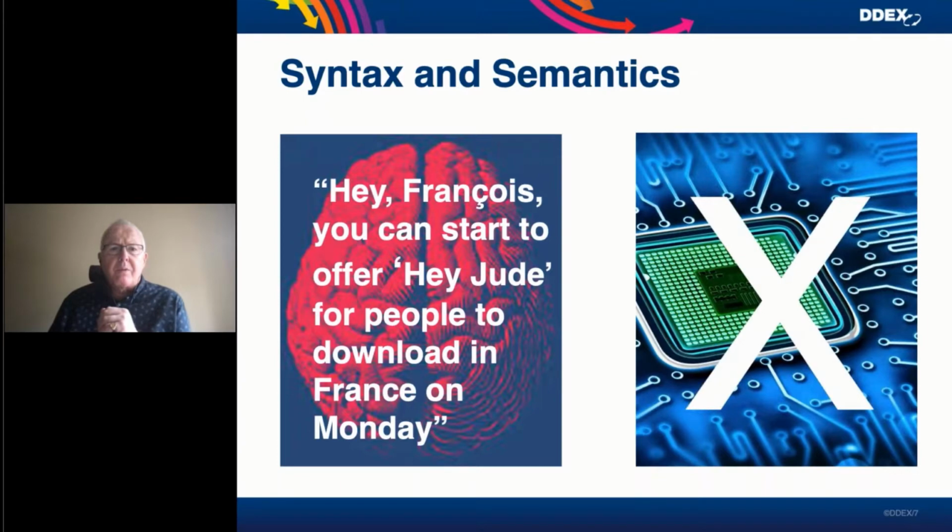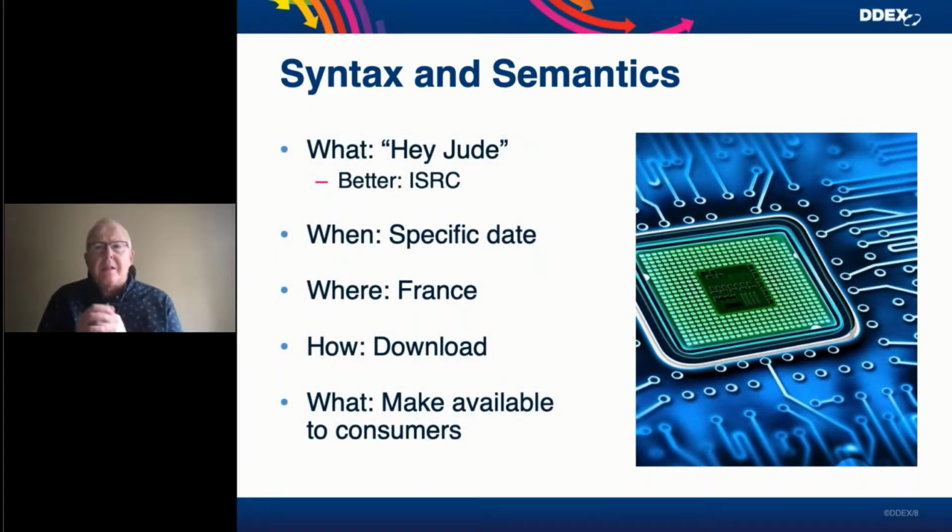So let's break down those words. Basically, what those words are saying is, what are we talking about? Well, we're talking about the song Hey Jude. Be better if we actually used identifiers rather than words, because computers don't particularly like words. They much prefer identifiers. We're also talking about when, so it's a specific date, Monday. We're talking about where, so France, and how, which is allowing the music to be downloaded, and what, again, make available to consumers.